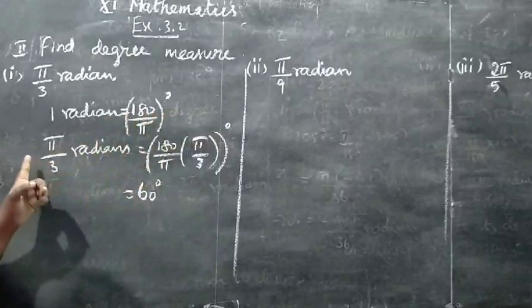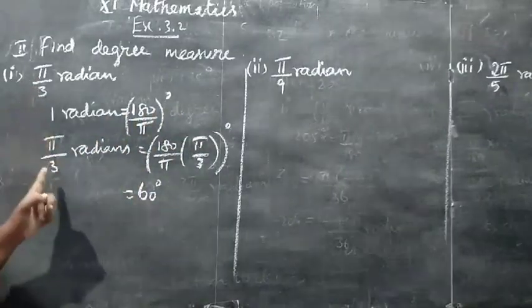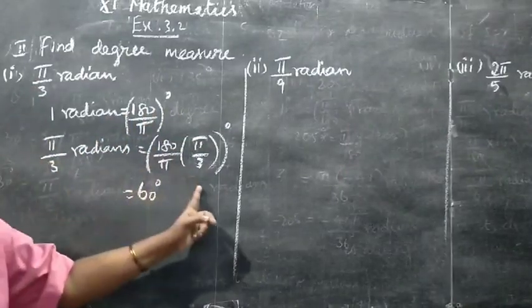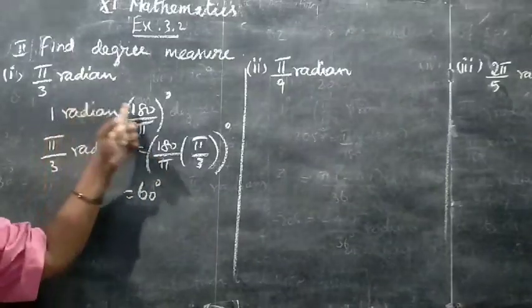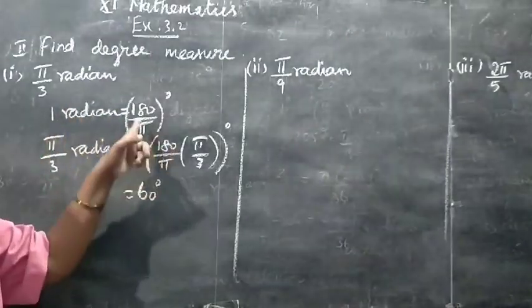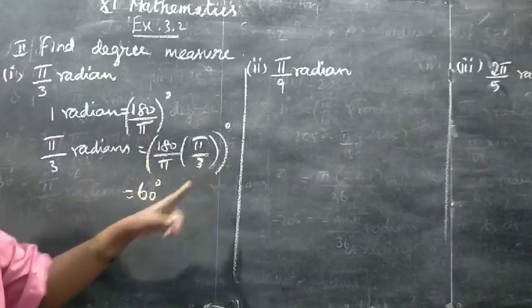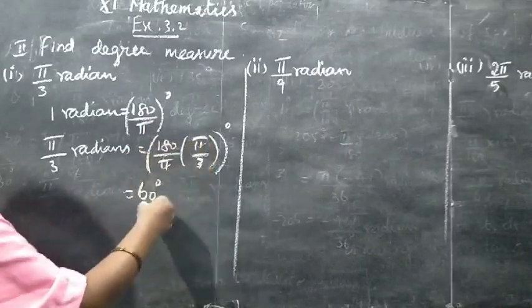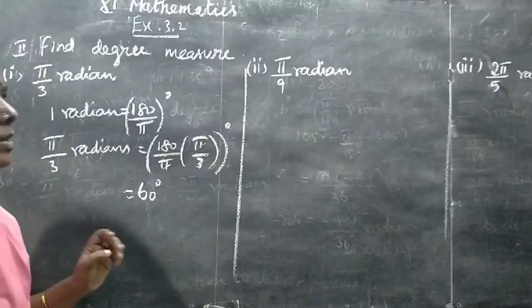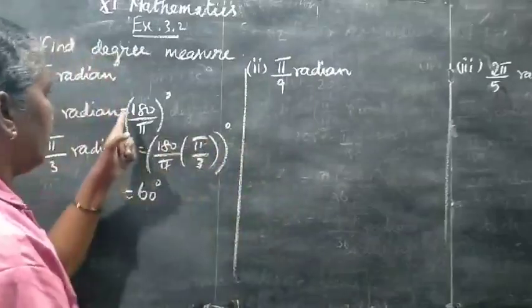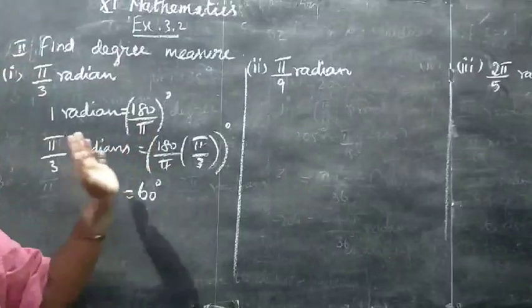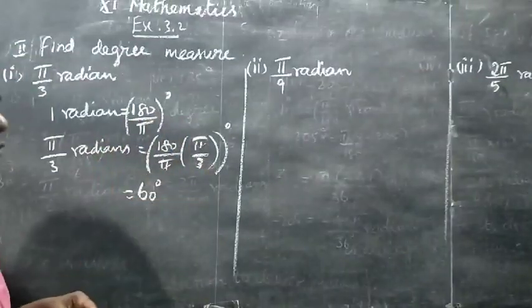Okay. Now you are going to find the degree measurement for pi by 3 radian. For 1 radian it is 180 by pi degree, so for pi by 3 it is pi by 3 into 180 by pi. If you cancel this and if you cancel this, you will get 60 degree as the answer. Okay, similarly for the remaining questions, the same concept, only 180 by pi. 180 by pi degree should be multiplied with all the questions so that you will get the required answer.